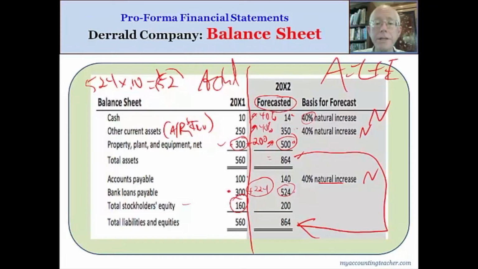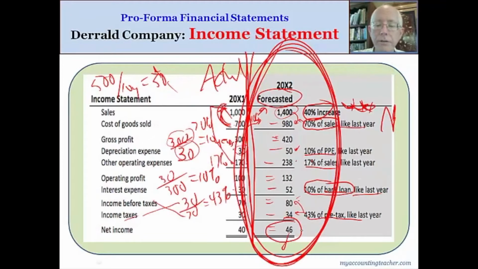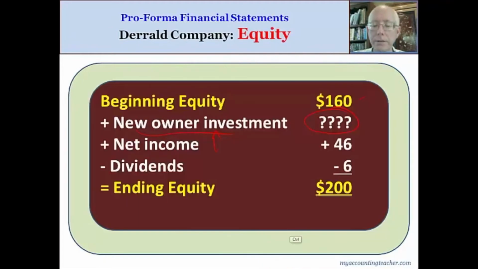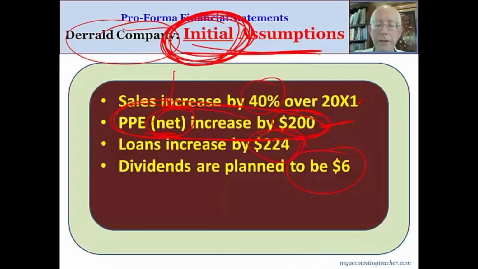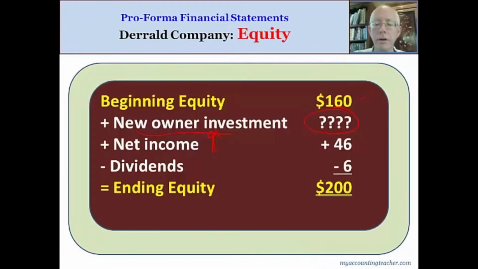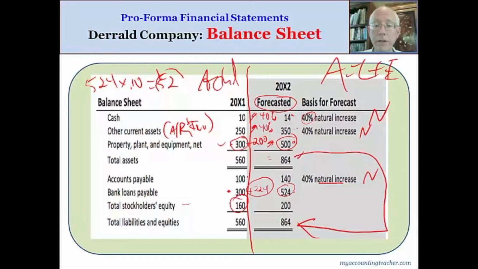Our forecasted net income is right here, 46. Forecasted dividends, the preliminary decision we've made on dividends is right here. Our dividends are planned to be 6. So our equity is going to go up by the amount of forecasted net income and down by the amount of forecasted dividends. 160 plus 46 minus 6 is 200. That's our preliminary forecast of ending equity. That's where this 200 comes in.